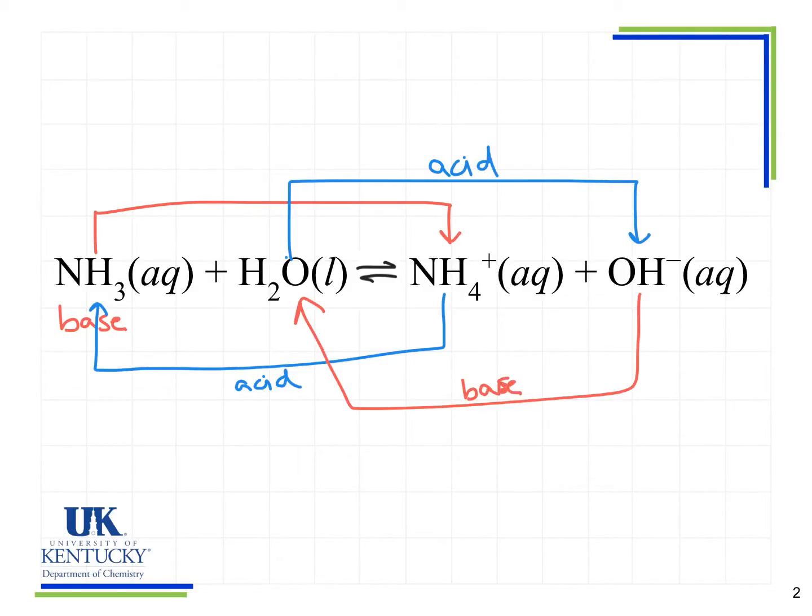So we have two conjugate acid-base pairs here. We have NH3 and NH4 plus, make one conjugate acid-base pair, and then H2O and OH minus make another conjugate acid-base pair. Now you look at these, whenever we're assigning these, it's always within the context of a chemical equation.